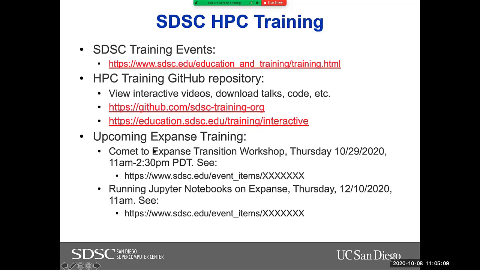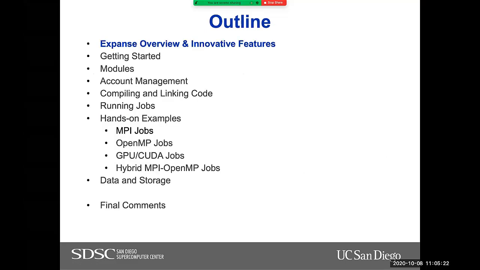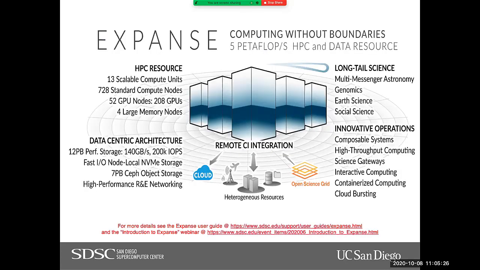Again, we have the Expanse transition. Looks like my link needs to be fixed there. And then we'll be doing Jupyter Notebooks in December, running those on Expanse. And then we have several events we're planning for the new year. So let's move to a quick overview of Expanse. If you want a more detailed one, Mahidar did an introduction to Expanse back in June. And so I'm just including these for completeness, but Expanse is a large system. Again, it's designed for that long tail of science.